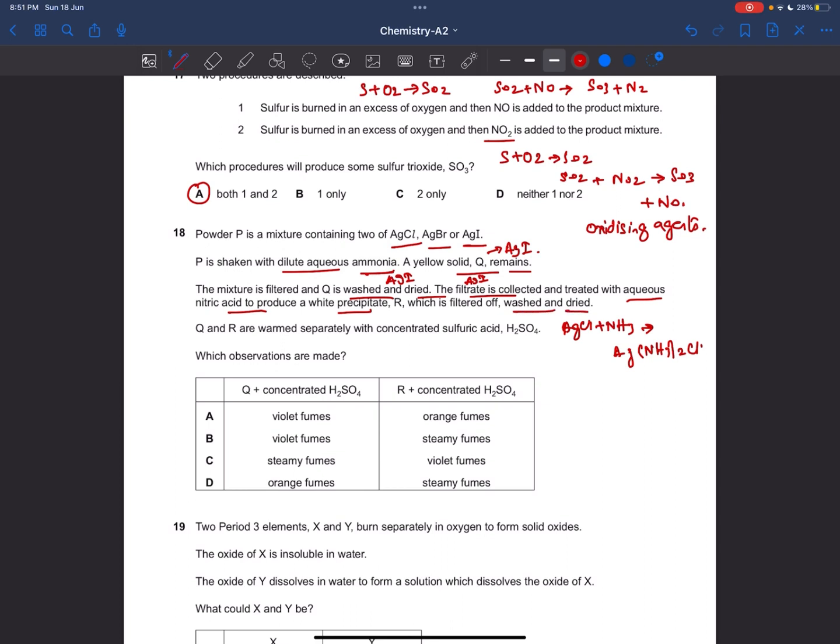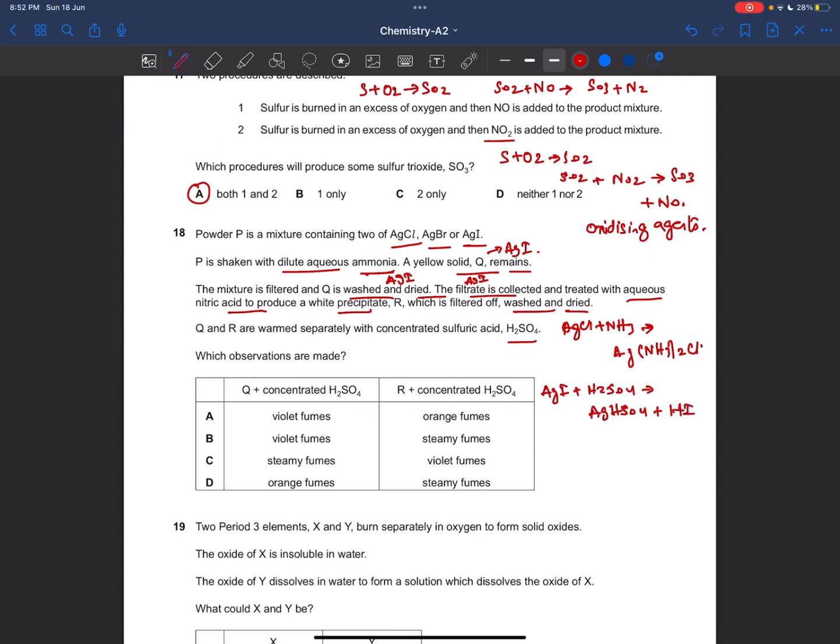Q and R are warmed separately with concentrated sulfuric acid. Q and R react with sulfuric acid. So if we react these two, for example if we react AgI with H2SO4, then we have AgHSO4 plus HI, hydrogen iodide.